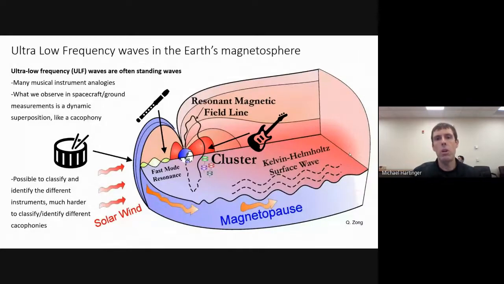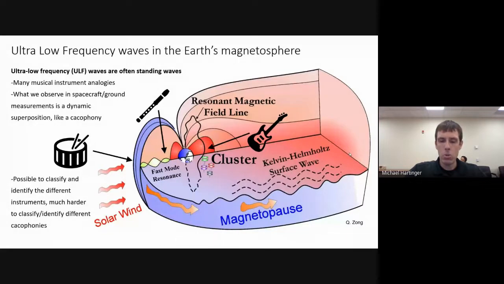So I'm going to zero in on one particular type of plasma wave, or one particular frequency range: ultra low frequency waves in the Earth's magnetosphere. These are often described as standing waves, at least in the lower end of the frequency range that I'll be talking about. I'm going to try to avoid using a lot of jargon in this talk and just talk in generalities. One way to do that is to use analogies with musical instruments.